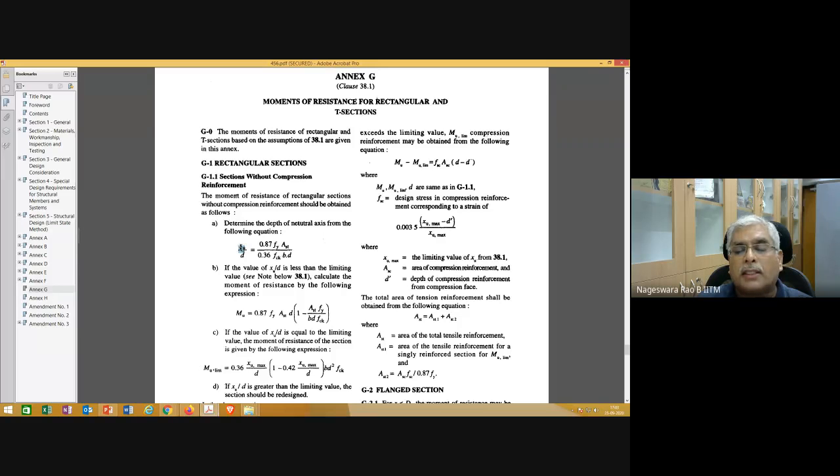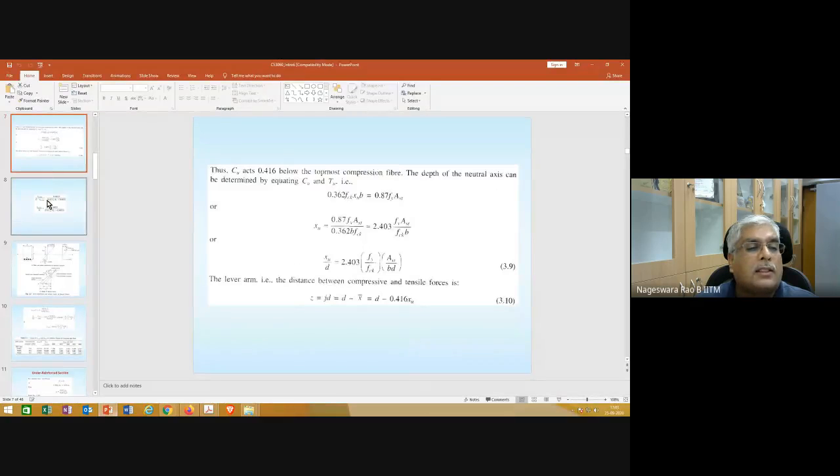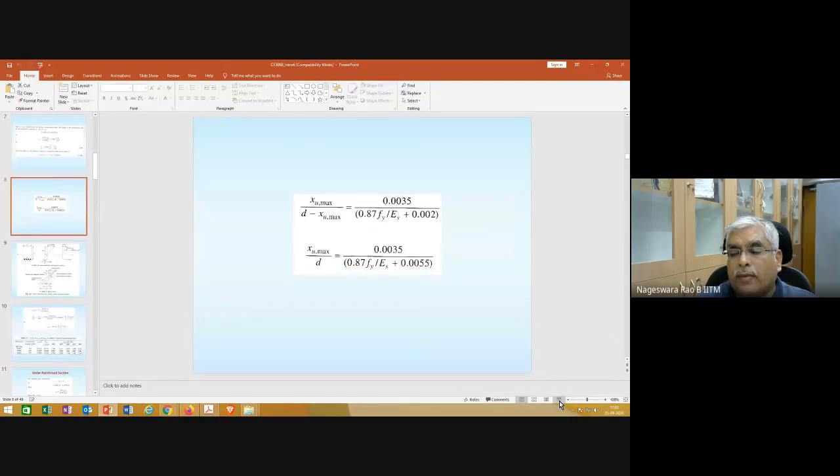Once you get the neutral axis depth from this equation for a given section, you need to compare it with the limiting value of this quantity, that is XU limit divided by D. I explained to you in the last class how to get that. For a balanced section, from the strain distribution diagram, using properties of similar triangles, you can derive this equation, and if you rearrange it, it's going to be in this form.